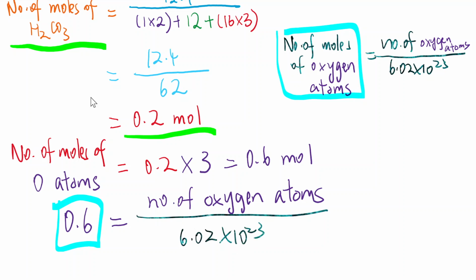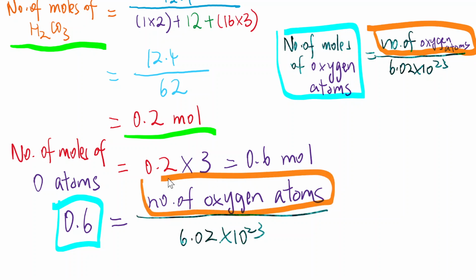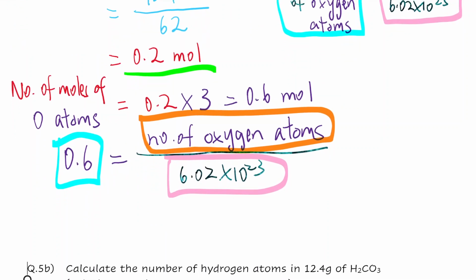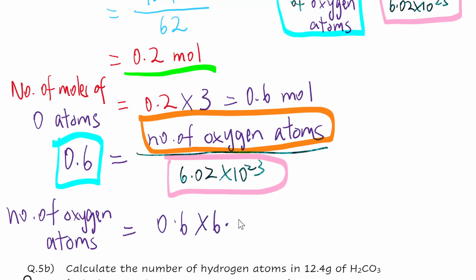So here, this one, number of oxygen atoms, this is this one here, and maybe I'll use this color, 6.02 times 10 to the power 23. I just added back here. Now you just need to basically move around the numbers. The number of oxygen atoms would be equal to 0.6 times Avogadro's number.